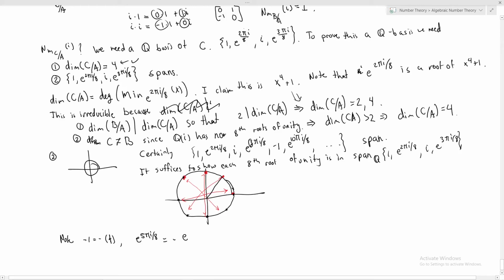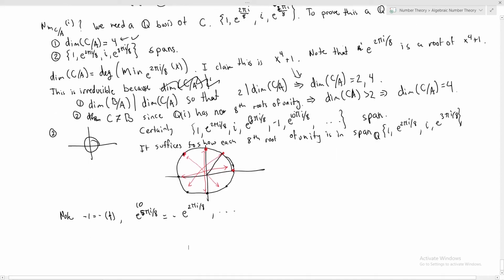Yeah, it should be 6. Okay. e to the 10 pi i over 8 is negative e to the 2 pi i over 8, and so on and so forth. So just by taking negatives, I get all the eighth roots of unity in the span of these guys. So this is actually the basis.